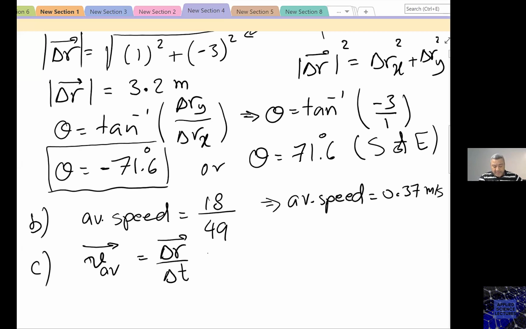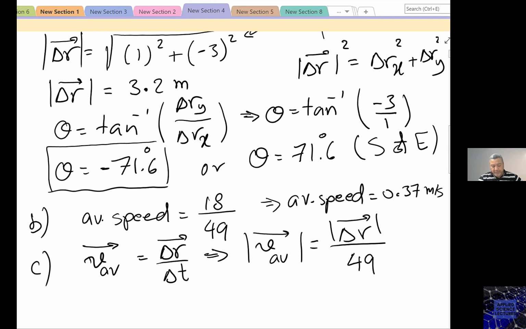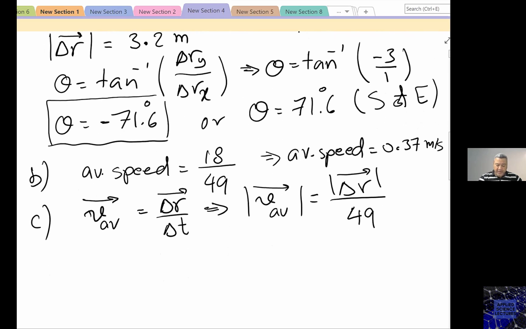So in this case, if I am to find the average velocity, we said that we can find the magnitude first and then find the direction. The average velocity magnitude is indeed the displacement magnitude divided by the total time, which is 49. So let's find the magnitude of the average velocity first.